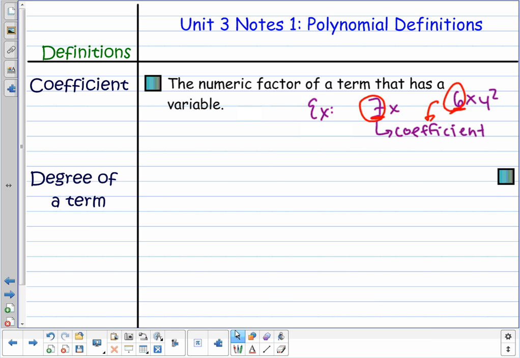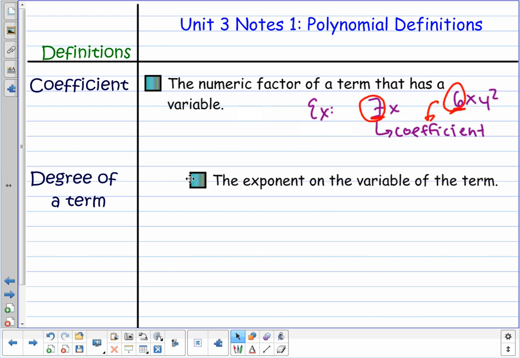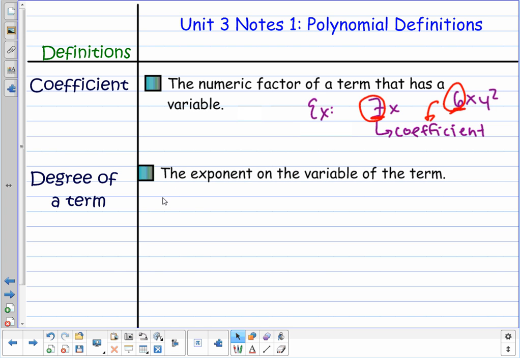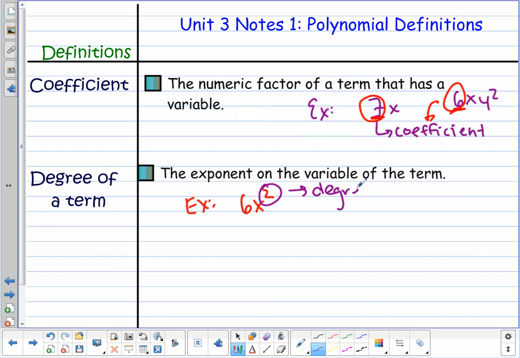Degree, this is probably a new one to you. A degree of a term is the exponent on the variable of the term. So for example, if I go back to 6x squared, let's say, the degree is 2. So we'll say that this is a degree 2 polynomial. If I have 3x to the 4th, my degree is 4. This is a degree 4 term.